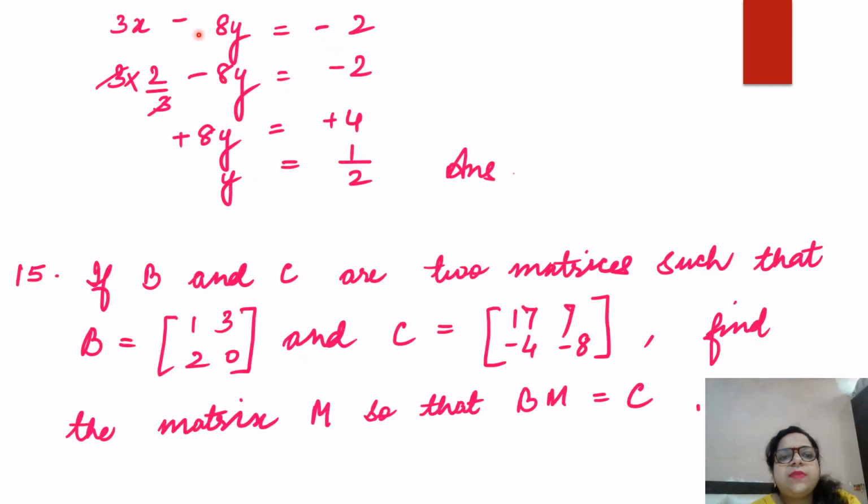See, 3x minus 8y is equal to minus 2. 3 into 2 by 3 minus 8y is equal to minus 2. 8y is equal to 4 and y is equal to half, and that is the answer.